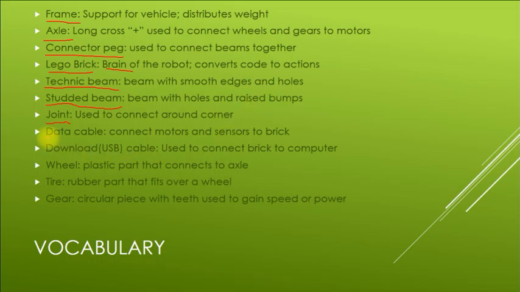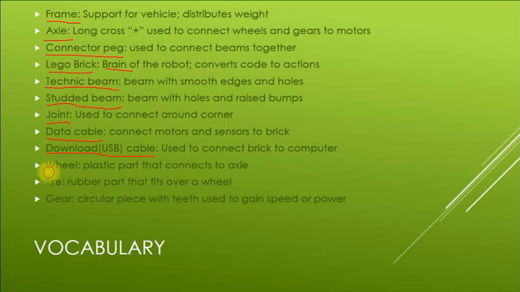You have a data cable. This connects motors and sensors to your brick or your brain, and it transfers electronic impulses, signals to that sensor or that motor and makes it move or pulls in data from the sensor. You have what I call the download or the USB cable. This connects to your computer and it connects the brick to the computer. It's what you download the code onto the brick with.